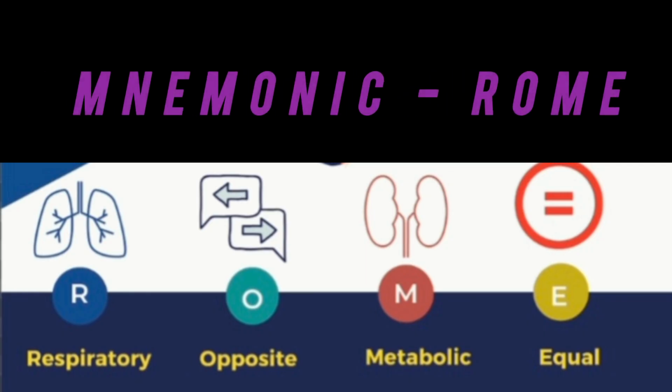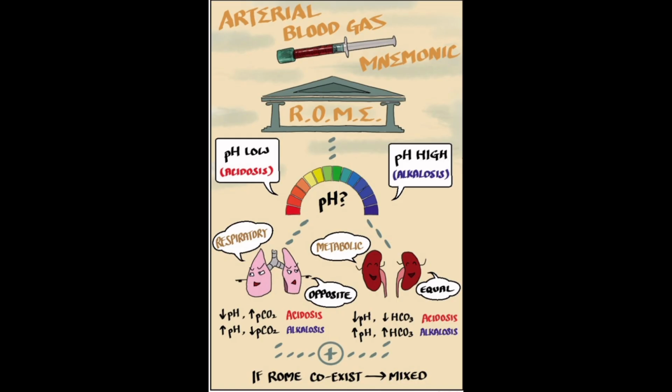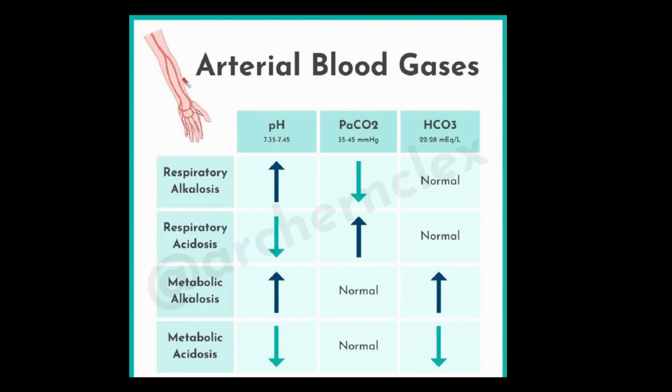Always remember the mnemonic is ROME. The respiratory will be opposite and the metabolic will be equal. I hope in this video I have given an overview of the ABG, the sites, the purpose, the compensation, and the mnemonics, and how you need to remember.